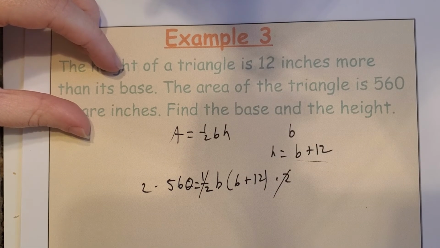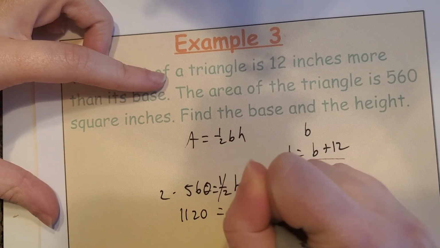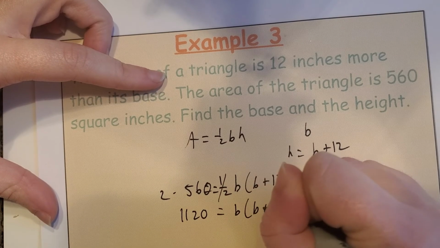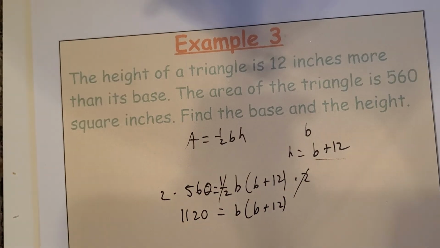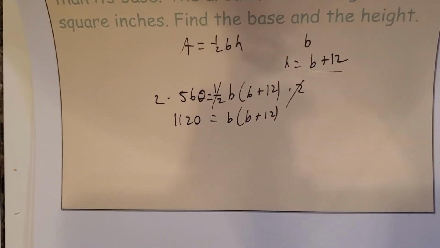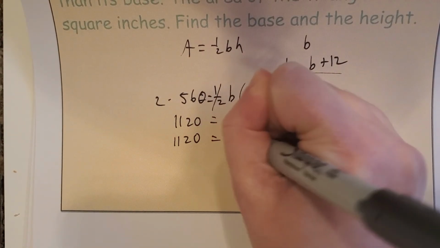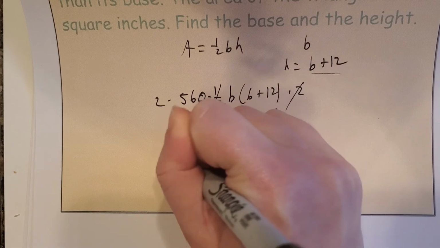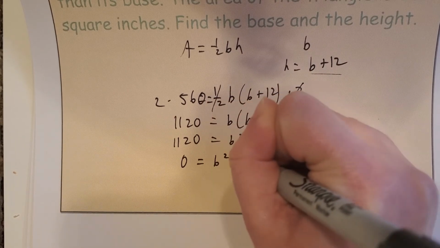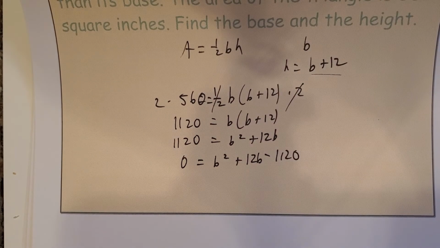2 times 560 is 1120. That equals the base times the base plus 12. And I wonder if you guys know where this is going, because I already know where this is going. We're going to have to distribute the b. So 1120 is b squared plus 12b, and yep, this is something that we're going to have to factor. I told you it wasn't going to be that easy.